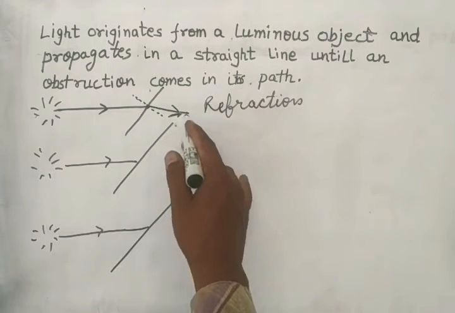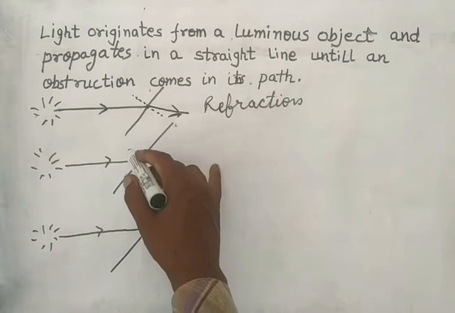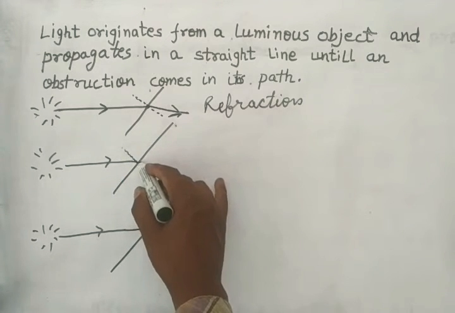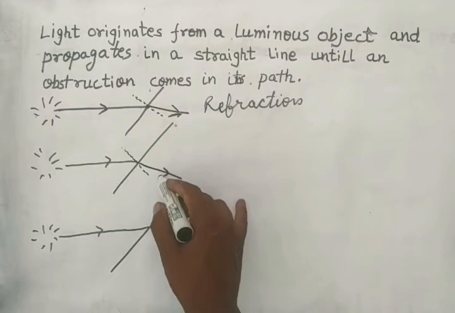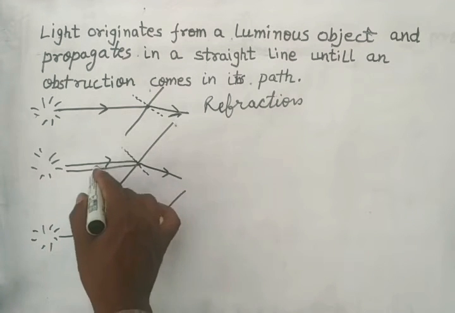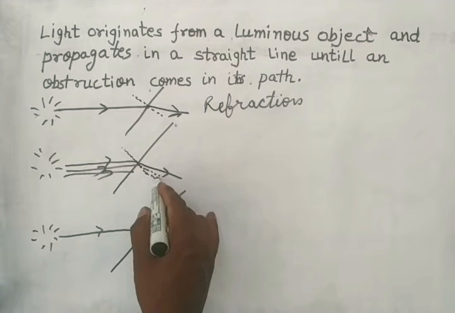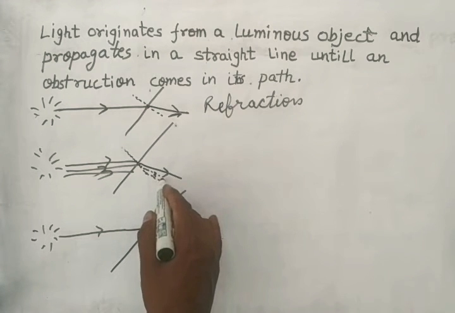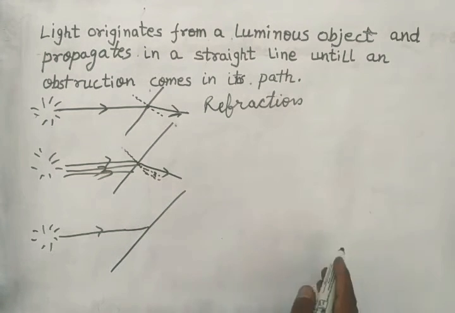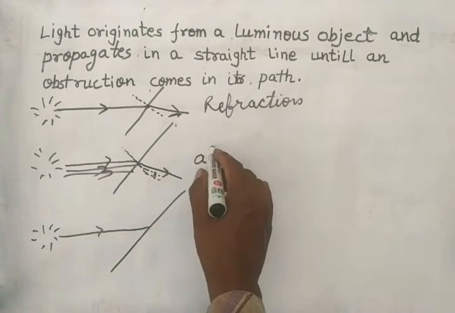So if it is transparent, it will get refracted. If it is translucent, it will get refracted and some part of it, so I'm considering this much amount of light, and a fewer part will get absorbed. The rest of the part may or may not get transmitted through that. So it is absorption.